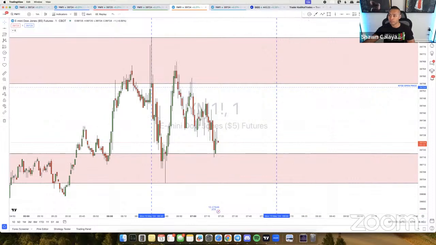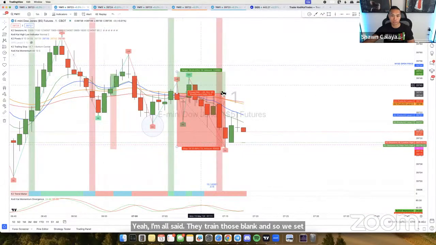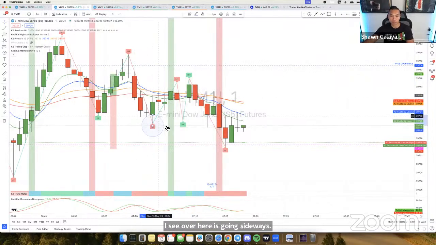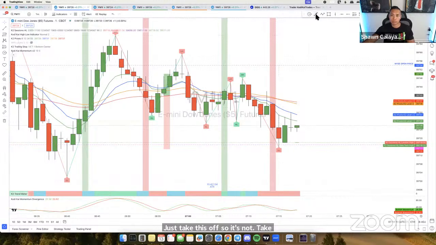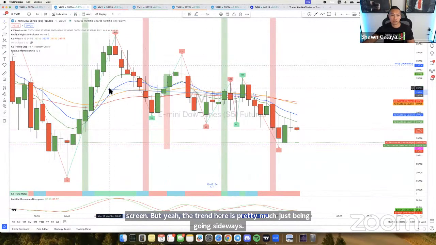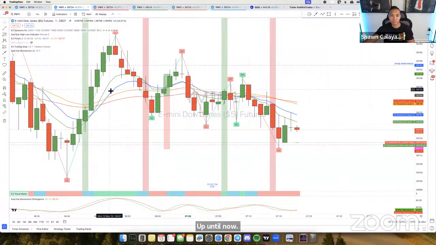Yeah, Vimal said the trend was blank, so he sat out. Yeah, the trend's been blank for a while now. You can see over here it's going sideways. Let me just take this off so it's not taking up the entire screen. But yeah, the trend here has pretty much just been going sideways up until now. And, same difference.